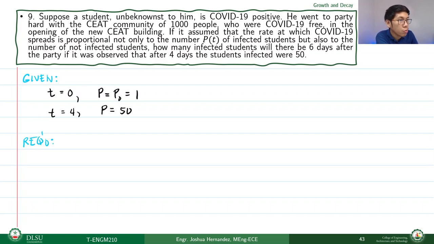Ang tanong ay kung gaano karami ng tao ang mai-infect after 6 days, assuming that the rate at which the COVID-19 spreads is proportional not only to the number P of t of infected students but also to the number of not infected students. So, gano karami after 6 days ang magiging infected. Alright, so let's analyze the problem.